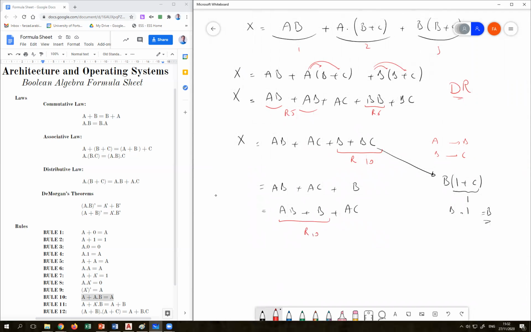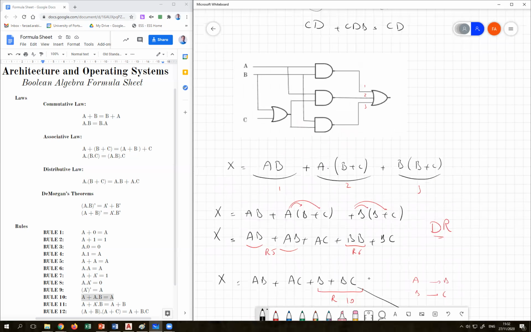Rule number 10 tells us that AB plus B, the same structure that I have, is equal to B plus AC. So this is the simplified version of our circuit. That was the circuit that we had.